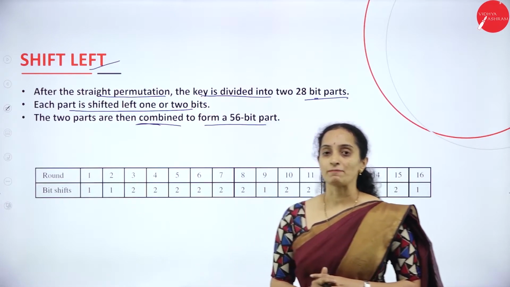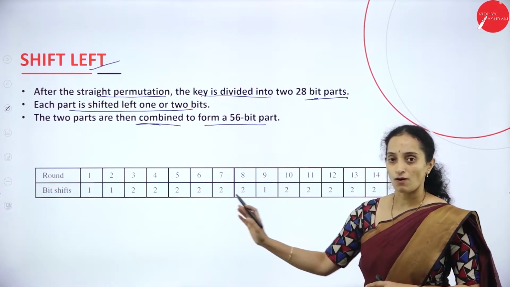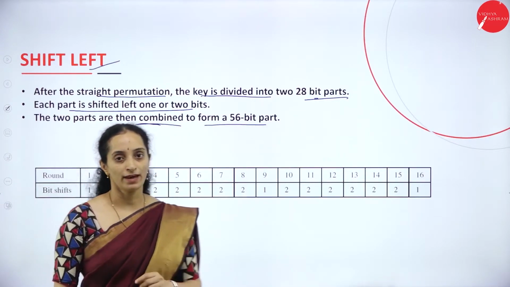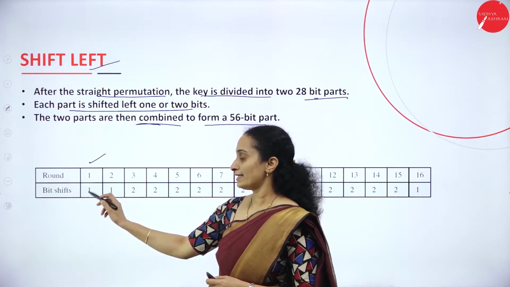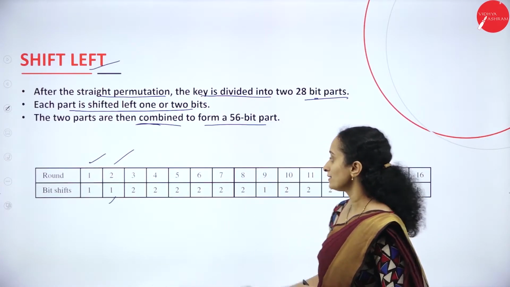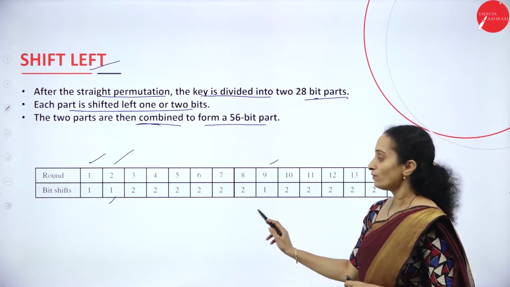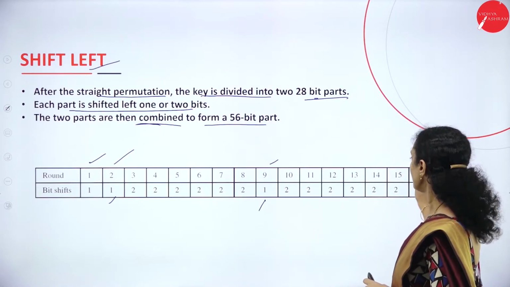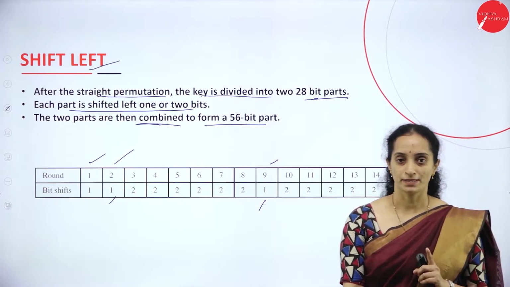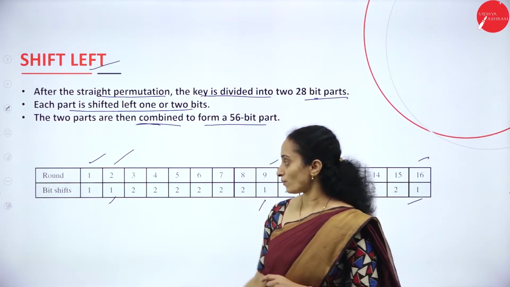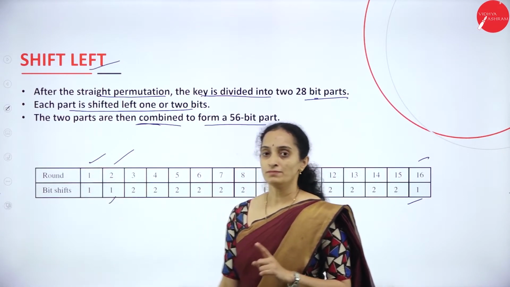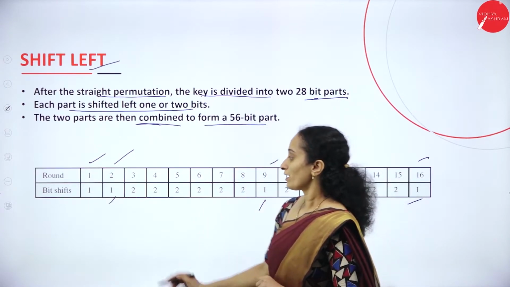Here we have a table representation which shows all the rounds from 1 to 16, where the first round takes 1 bit, the second round takes 1 bit, again the 9th round takes 1 bit, and the 16th round again takes 1 bit shifting. In the first round, 1 bit will be shifted. Since it is the first position, 1 bit will be shifted to the left.